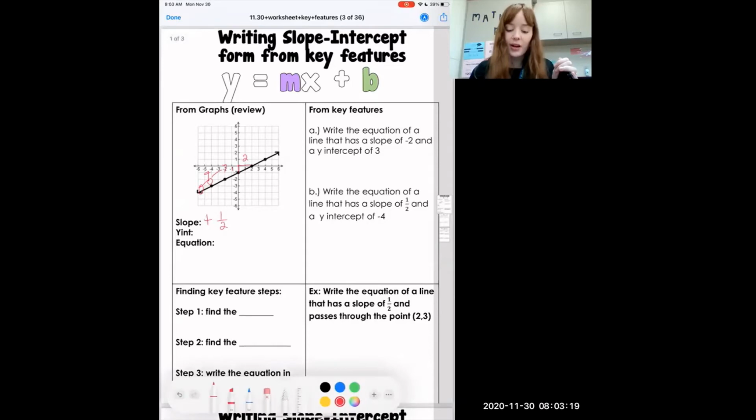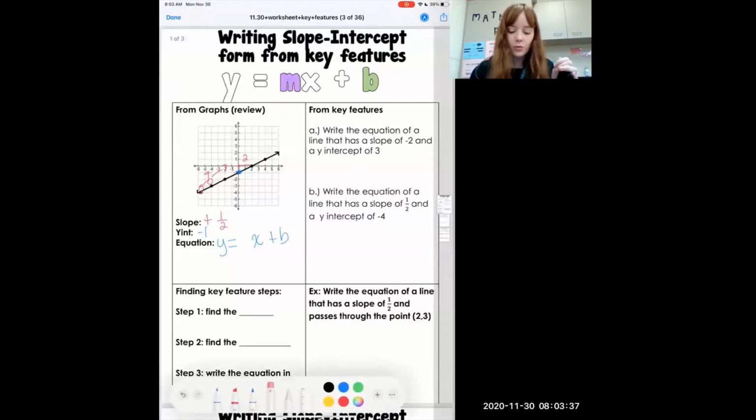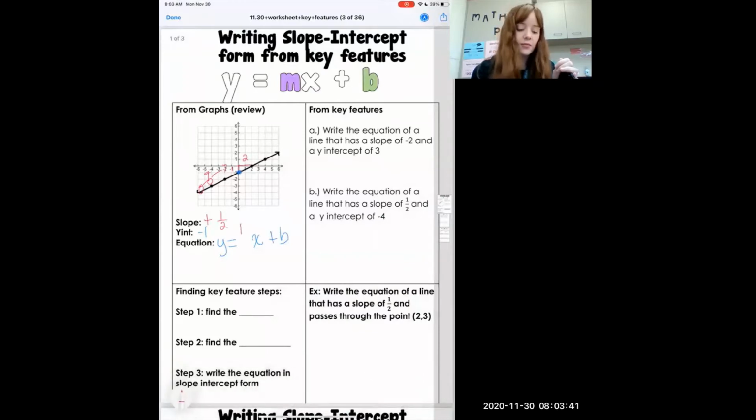The y-intercept from a graph was pretty easy. You just find where it crosses on the y-axis, which is -1. And then to write our equation, we use the form y equals mx plus b, where we replace the m with the slope, which is positive 1/2, and the b with the y-intercept, which was -1. And that's how we write equations from graphs.